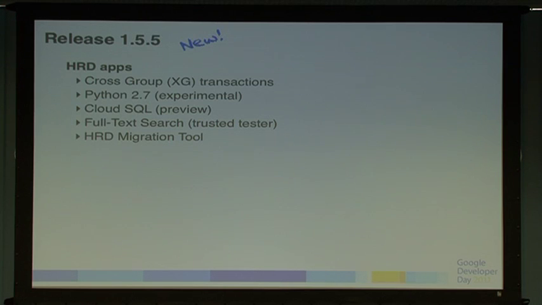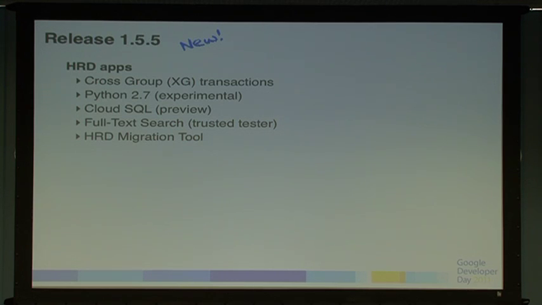And the first one of those is the cross-group transactions. And I'll talk about this in a little bit more detail. But we finally allow you to do transactions across multiple entity groups, which totally changes the number of things you can do in App Engine, changes the way you have to design your entity model in the data store, and just lets you do many more interesting things.